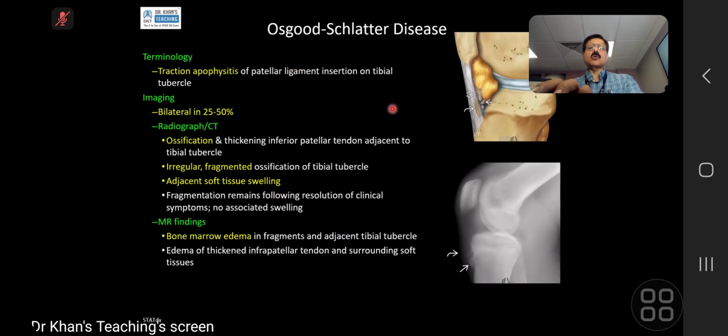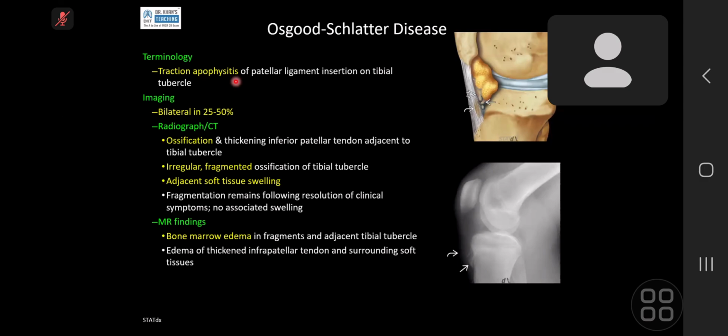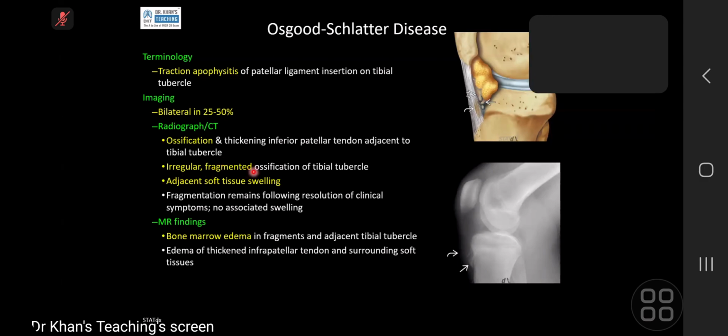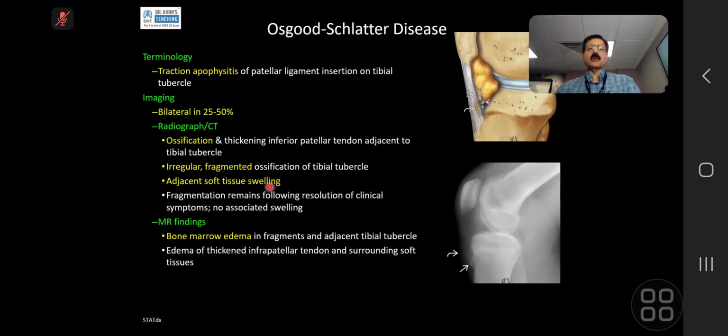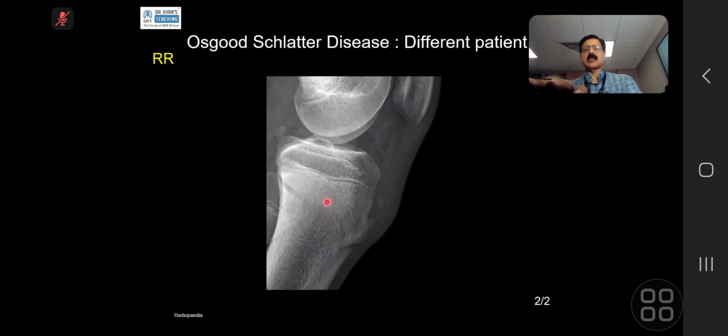Now, what is Osgood-Schlatter disease? Traction epiphysitis of patellar ligament insertion on the tibial tubercle. Irregular, fragmented, and adjacent soft tissue swelling. So please remember, fragmented can be a normal variant. When you see adjacent soft tissue swelling, call it. And on MR, there will be bone marrow edema at this site.